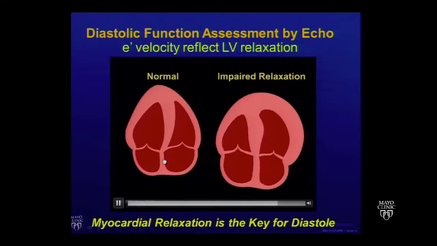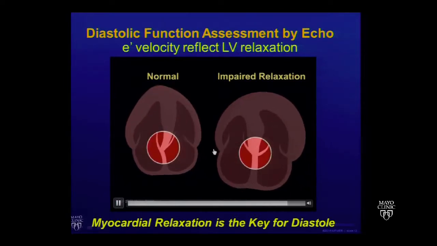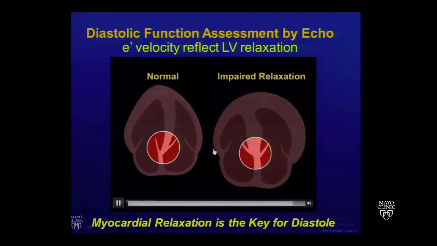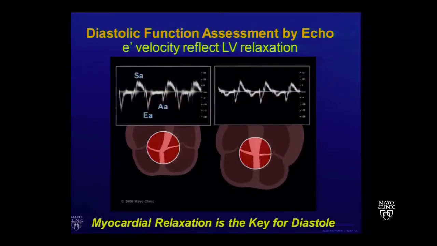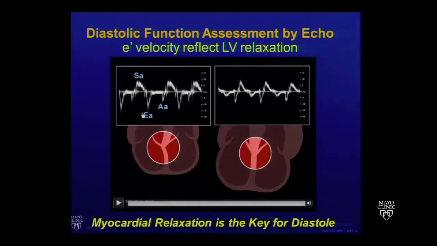Place a sample volume at the medial or lateral annulus. In the Mayo laboratory, we mainly do medial for clinical purposes. Normal individuals have more than 10 centimeters per second. Patients or individuals with myocardial dysfunction, any form of cardiomyopathy, will have less than 6, 7 centimeters per second, usually 4 or 5, as you see here.